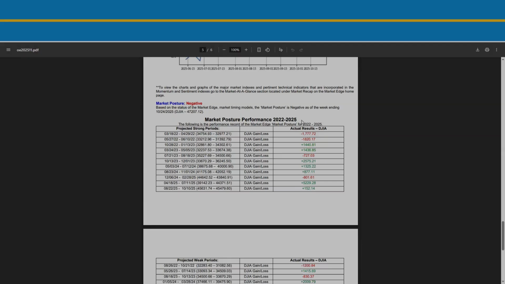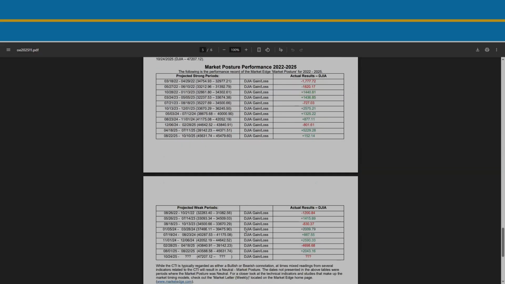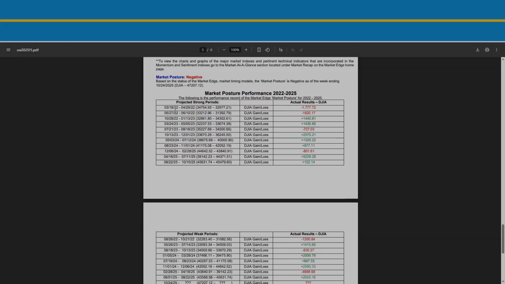Oh, that's interesting. Can you tell us a little bit more about this particular chart? Okay, this is performance for the last 3 years. So when our market posture is bullish, that's a strong, favorable period. And when our market posture is bearish, that's a weak period. Okay, so we go back to the beginning of this. This starts March of 22. That's 3 years ago.